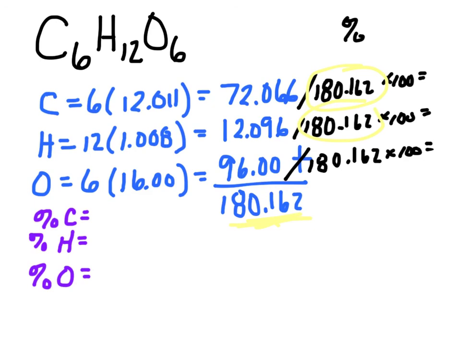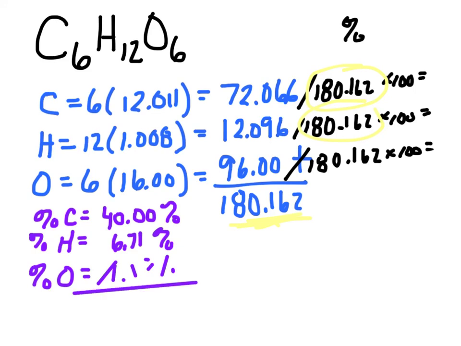Okay, for carbon I got 40.00%. For hydrogen I got 6.71%. And for oxygen I got 53.28%. So if we add all that together, we get 100.00%.